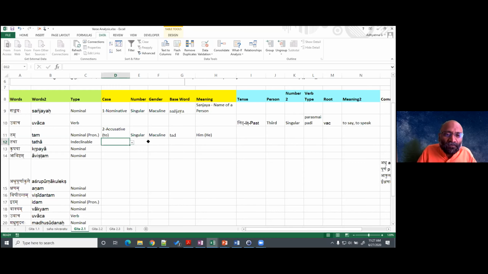Tatha is an indeclinable. For an indeclinable, you don't have to have any of these yellow details or blue details. An indeclinable is a word which always remains the same irrespective of number or gender, whatever the case, it remains the same form. So all we have to see is the meaning. Tatha means thus.